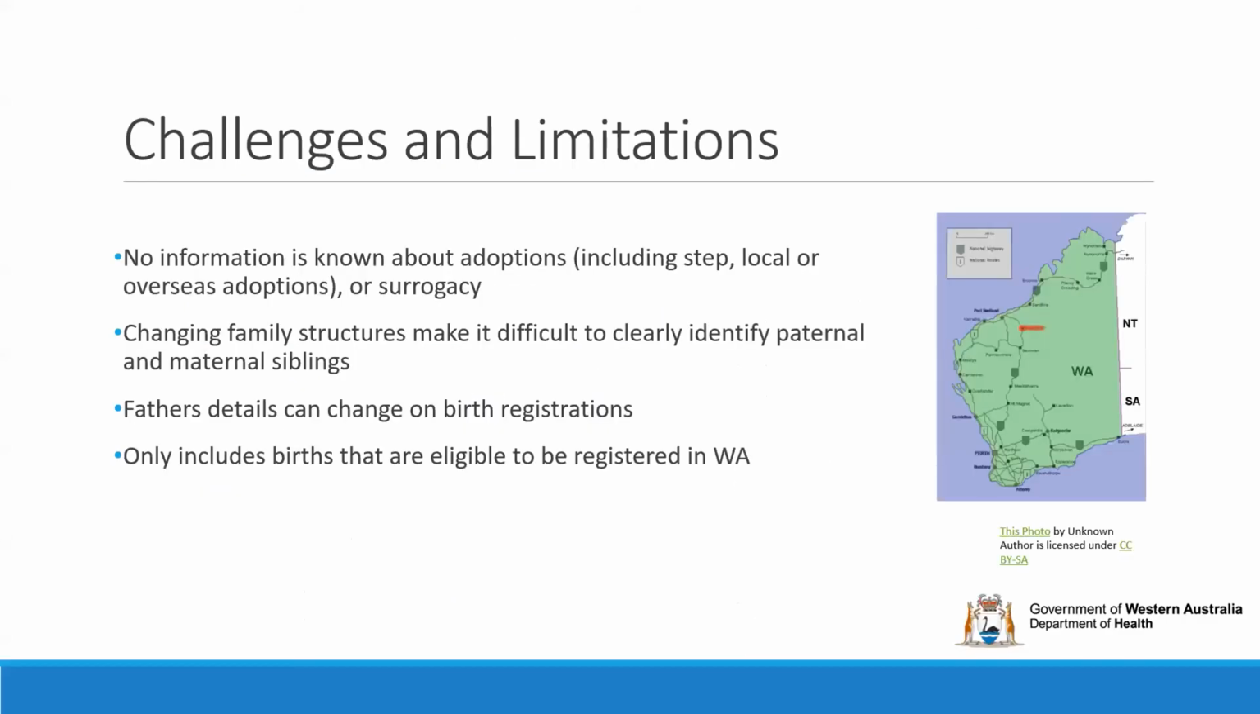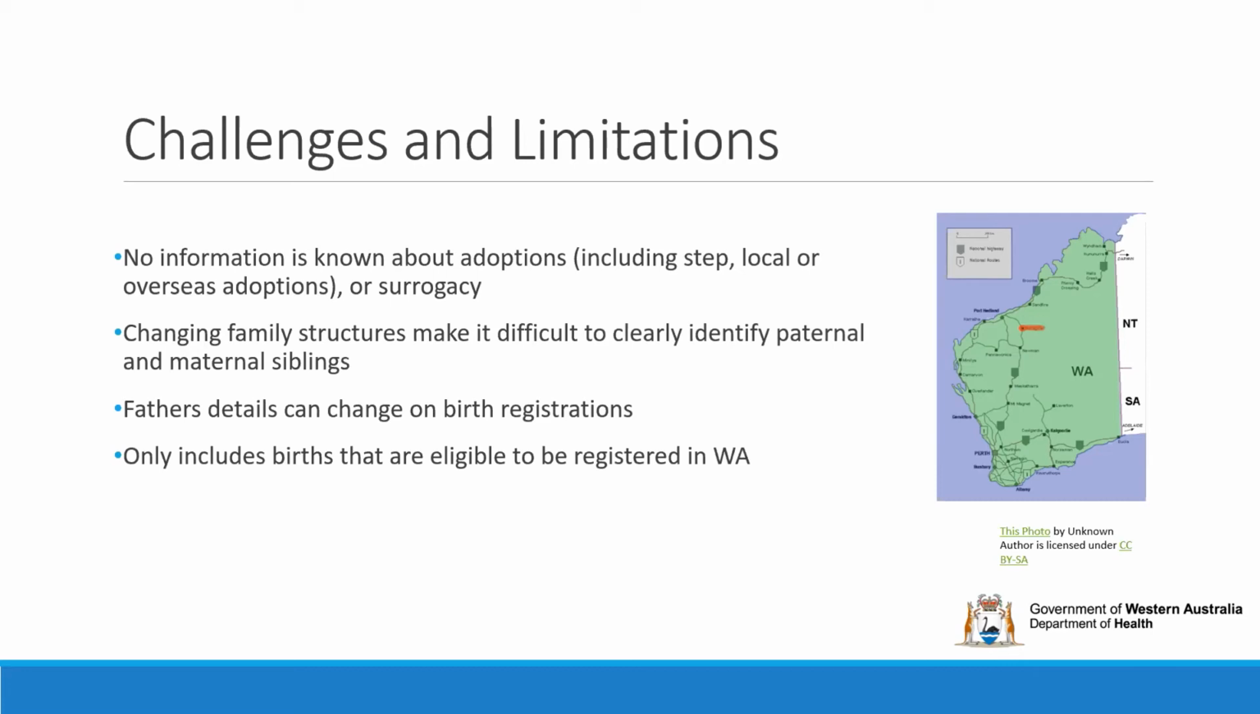With that, I do also want to touch on, it has been touched on previously, some of the challenges and limitations that we experience with family connections and the data that we use for family connections. So one is that we don't receive any information about adoptions. This includes step, local, overseas adoptions, nor do we receive information about surrogacy.